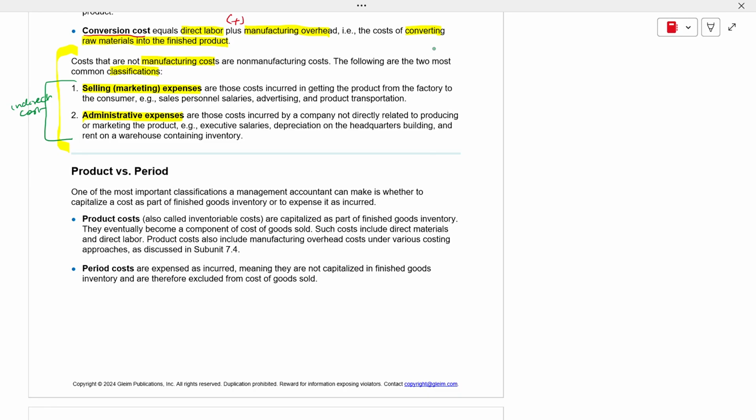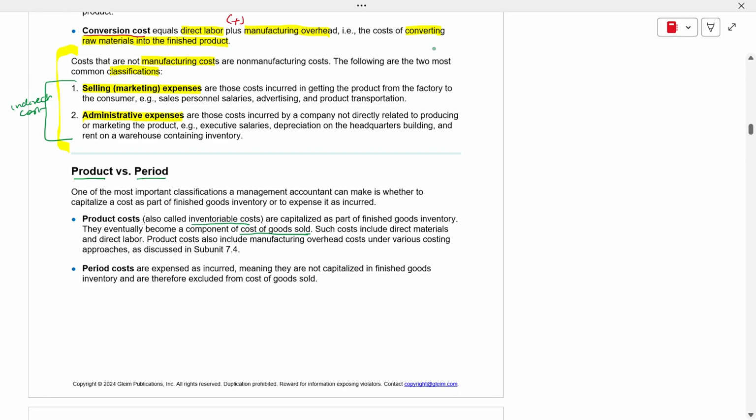There is a product cost and there is a period cost. The product cost is also called inventoriable cost. What is the product cost? Product cost eventually becomes what is otherwise called the cost of goods sold. Product cost is capitalized as part of the finished goods inventory. They eventually become a component of cost. What is the product cost? It is the cost of goods sold.